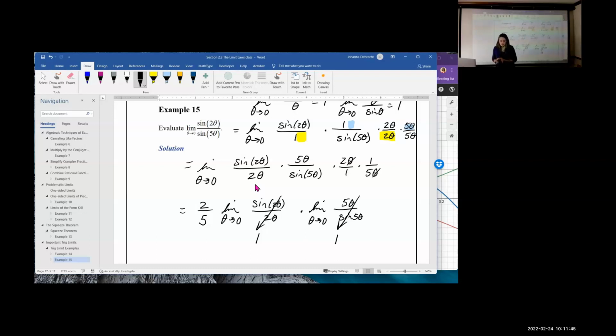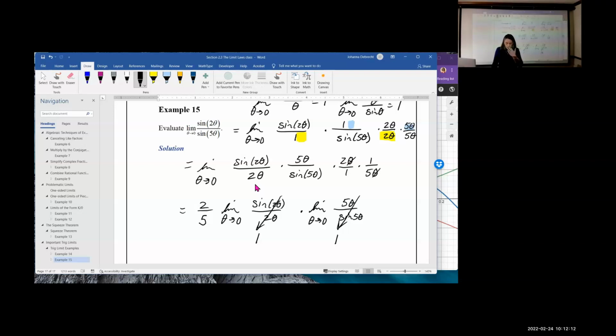Now, the other thing you need to think about is, if these have to match the argument, shouldn't what the value is approaching also match? And the answer is yes, it should. But if theta is going to 0, then 2 times theta is also going to 0. And 5 times theta is also going to 0. So it does still work.